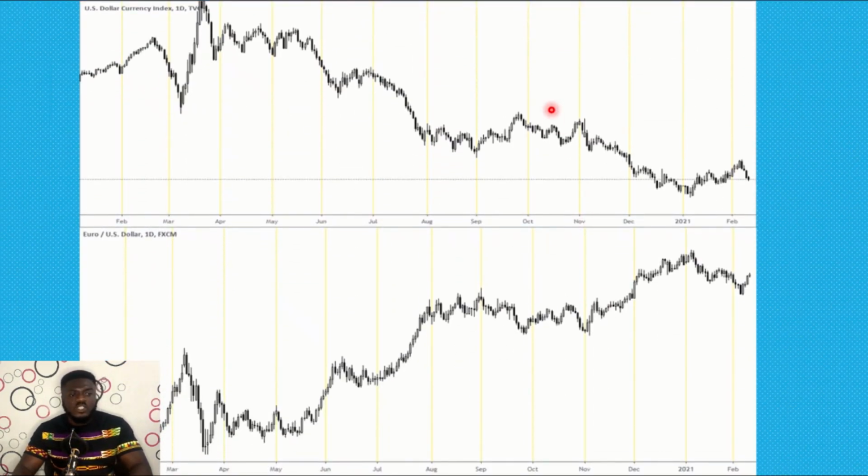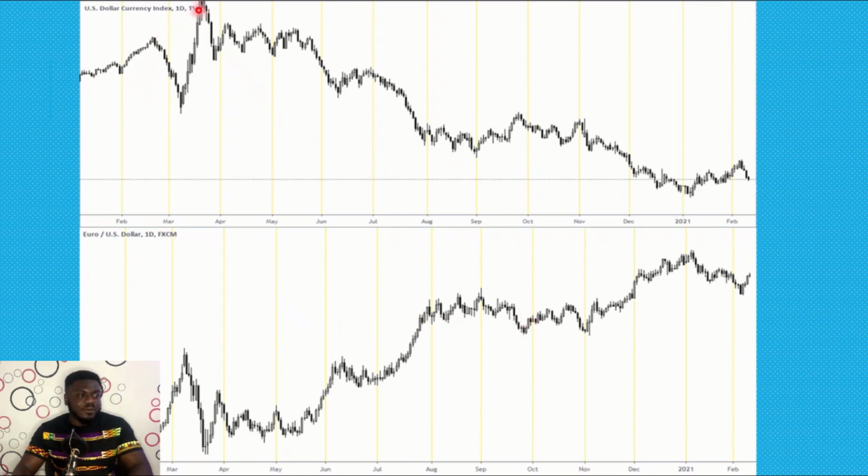With the composition of the dollar index, we saw how the euro bears a very high percentage of the US dollar index, and this chart provides evidence. The chart on top is the dollar index, and the chart below is the EUR/USD. This is just basically for comparison's sake. We have chart data from February of 2020 to February of 2021 on both the dollar index chart and the EUR/USD chart.